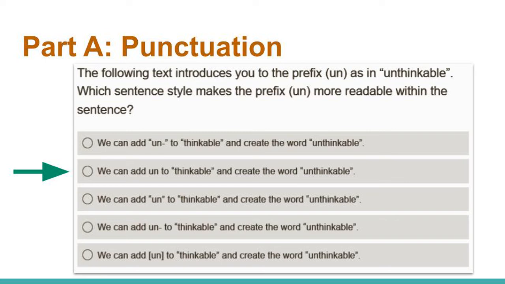With the use of video clips in Part B, the amount of times participants would need to scroll and push play was very repetitive. So in order to eliminate the amount of clips we would need in the second survey, we devised Part A to be able to eliminate some of the closed caption style options. So here we have an example question from Part A that reads, "The following text introduces you to the suffix un, as in unthinkable. Which sentence style makes the suffix un more readable within the sentence?"